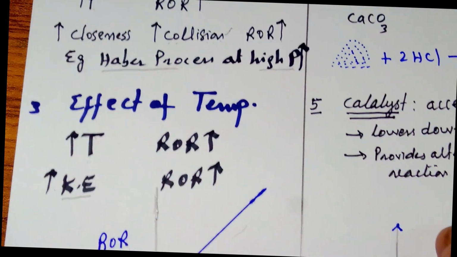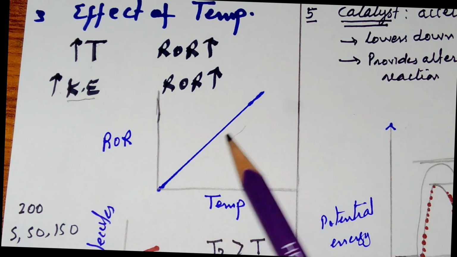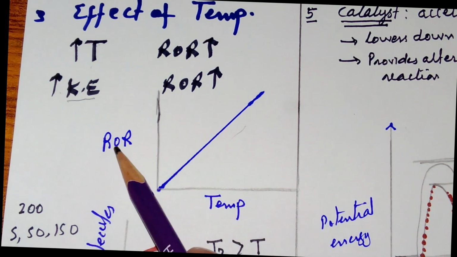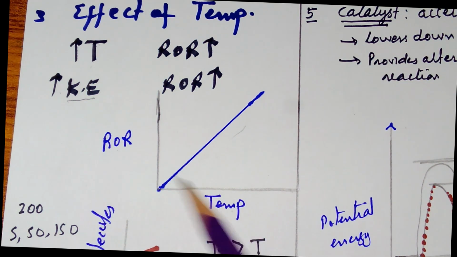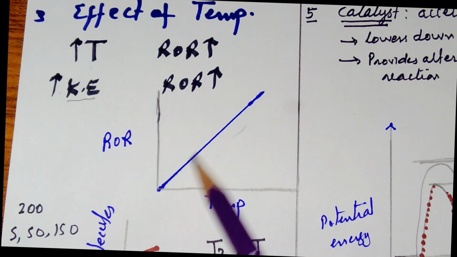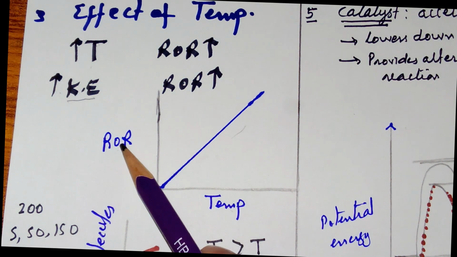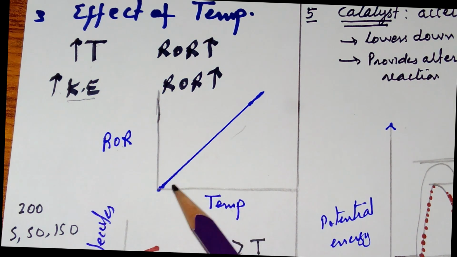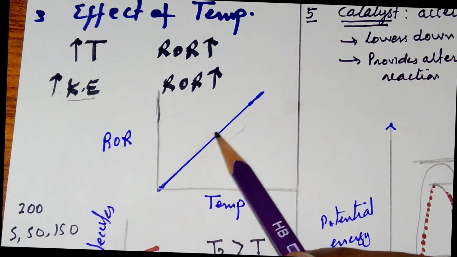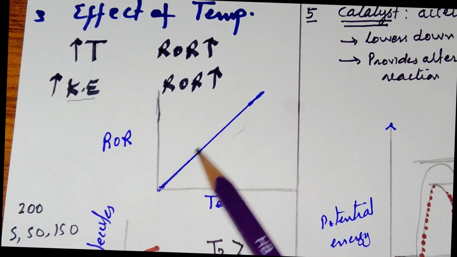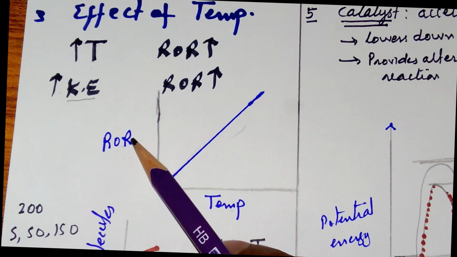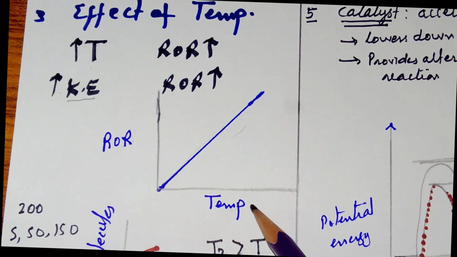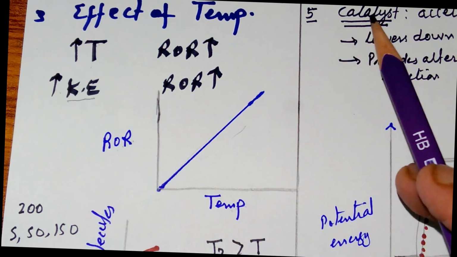So let's have a look at a graph. So this is a graph. On the y-axis, I have the rate of reaction, and on the x-axis, I have the temperature. You can see that there is a linear relationship between the rate of the reaction and the temperature. This graph starts from this point and increases linearly. So this is a straight line. It means that if this value increases, this also will increase.